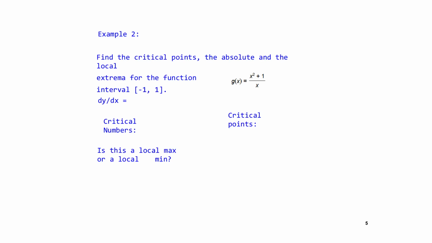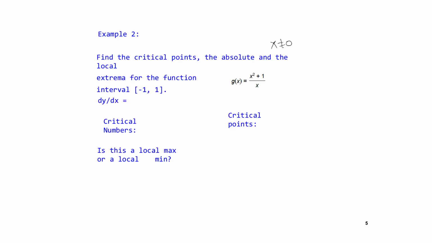So now we're going to move on to a rational function. Recall that rational functions could have some restrictions from the denominator. So let's look at the denominator here. We know that the denominator in this case cannot equal 0, so x cannot equal 0. It's not part of the domain.